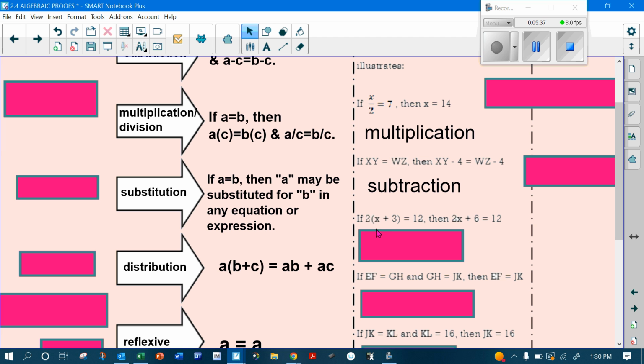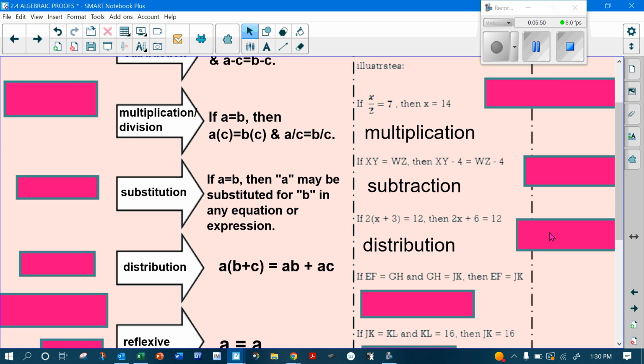Here, if 2 times x plus 3 equals 12, then 2x plus 6 equals 12. So all I did to go from the if to the then is I distributed the 2. So this is the distribution property. So do you kind of see how it works?